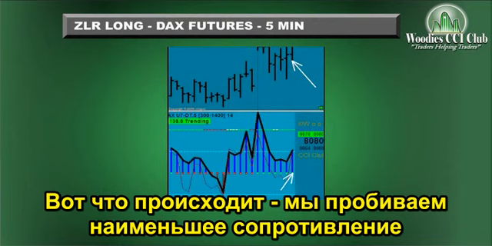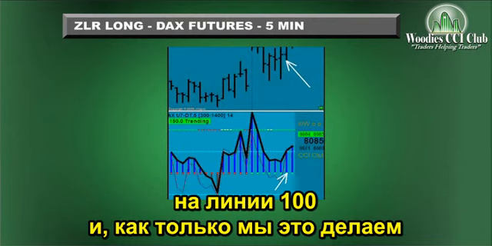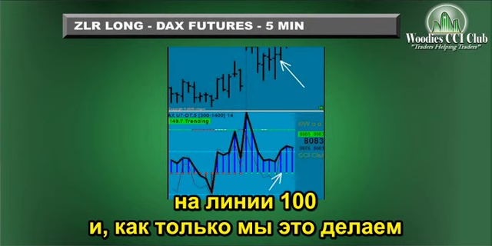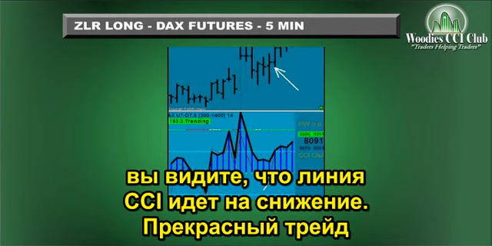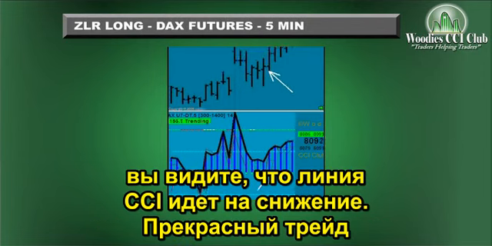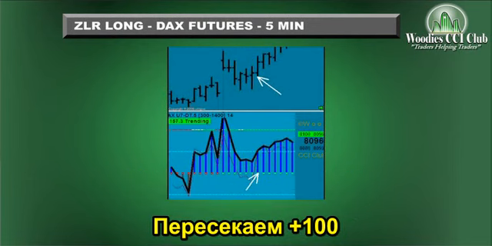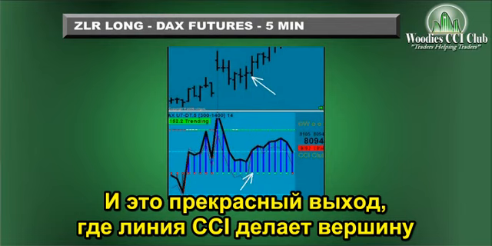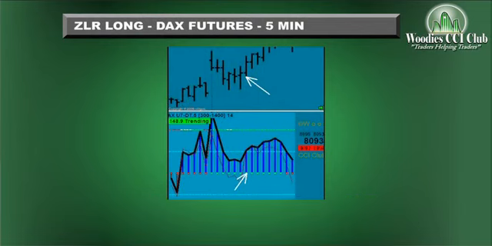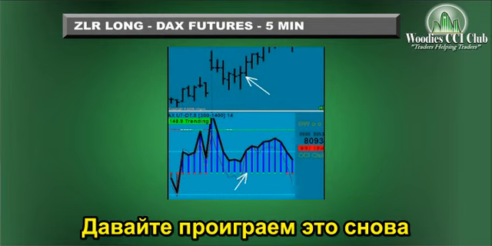There it goes. We break that minor resistance of the 100 line, and as soon as we do that, you see this thing start to take off. Very nice trade. Coming back across the plus 100 is a nice exit. Gets you out right near the top. Let's replay that again.